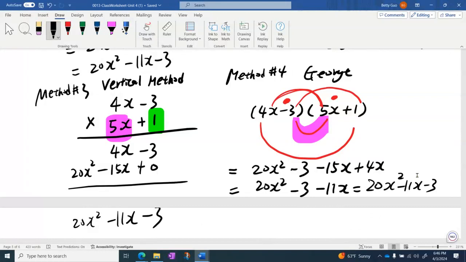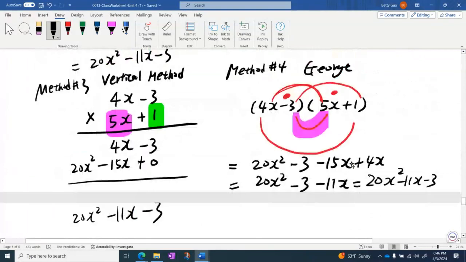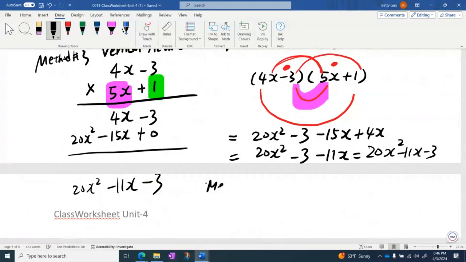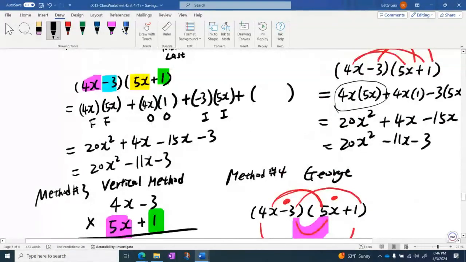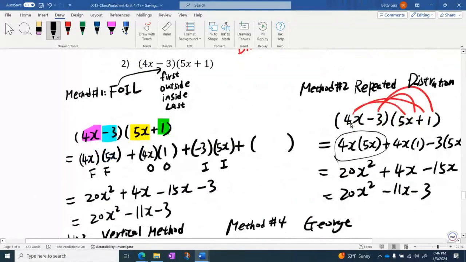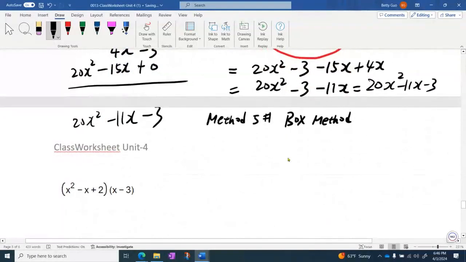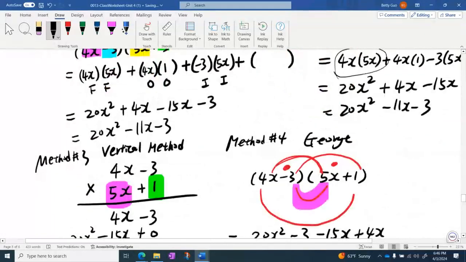Do I have 5 methods, not 6? Okay, the last method, method number 5, is the box method. I also learned this method from this country, and I learned a repeat distribution method. And the box method is a really, really good method. So let me show you how. We are going to use the box method for the rest of the practice.